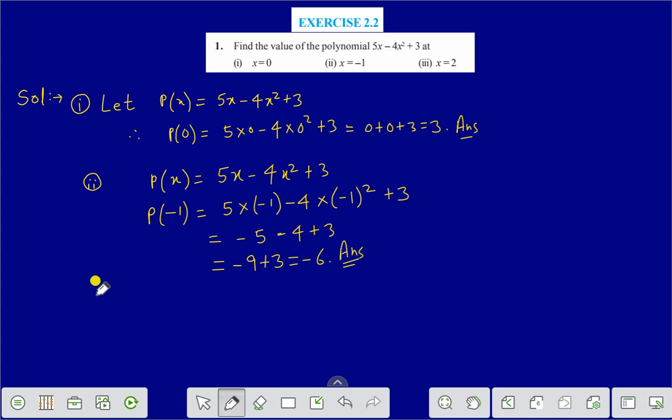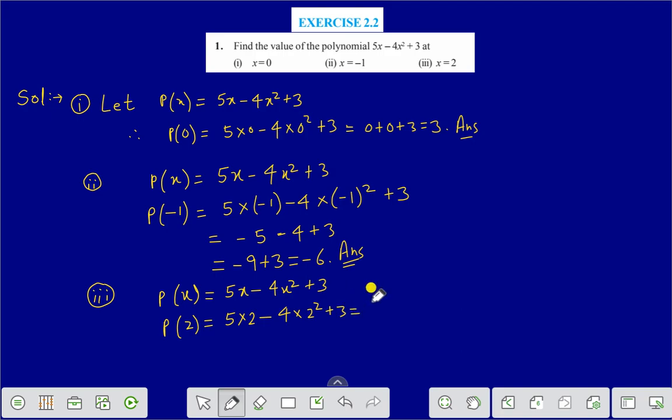Now we solve question number 3. Question number 3 is: p(x) is equal to 5x minus 4x square plus 3. Find p(2). You have to put the value of 2 at x. That is 5 into 2 minus 4 into 2 square plus 3.